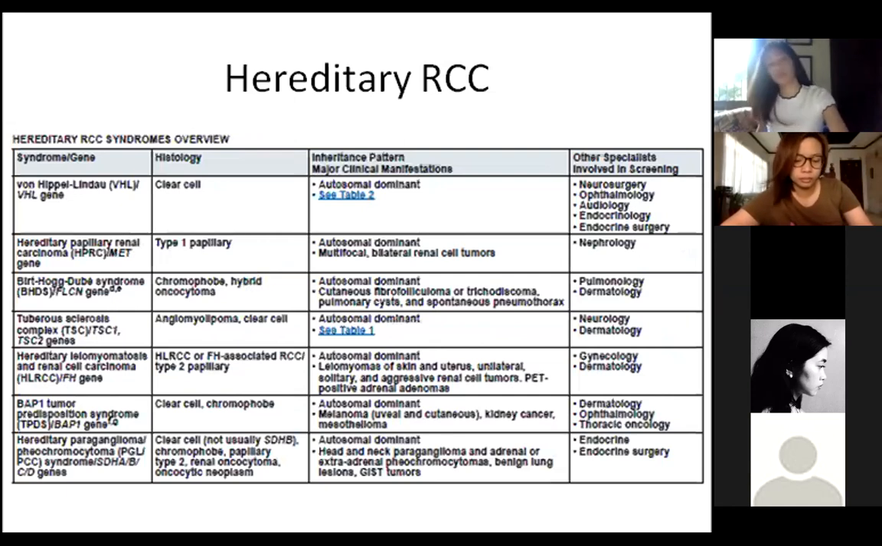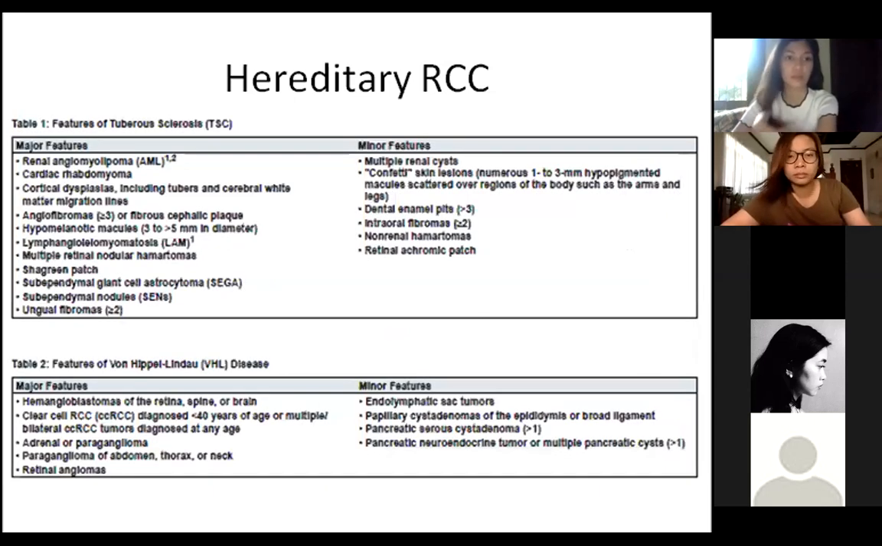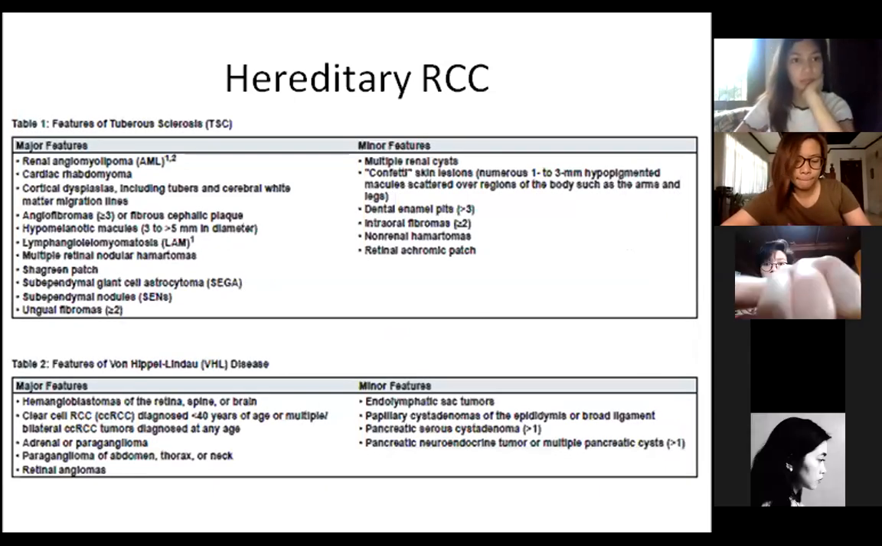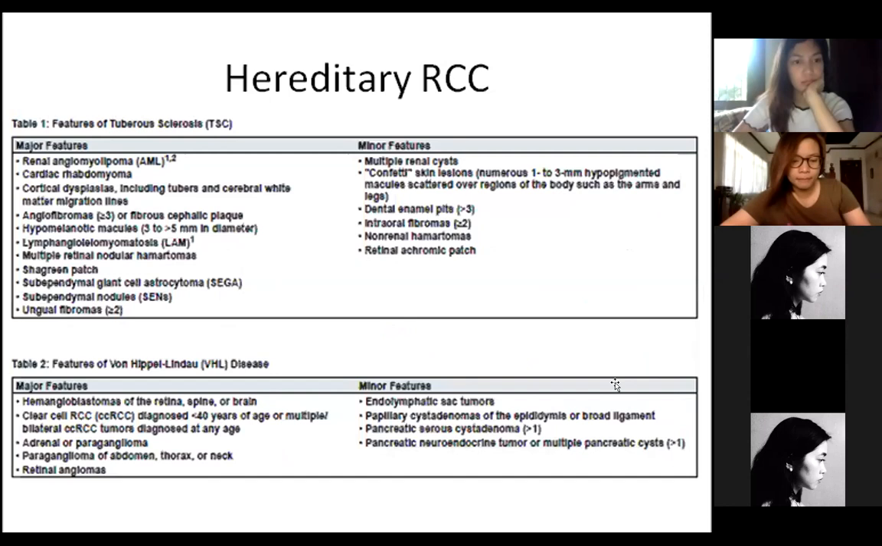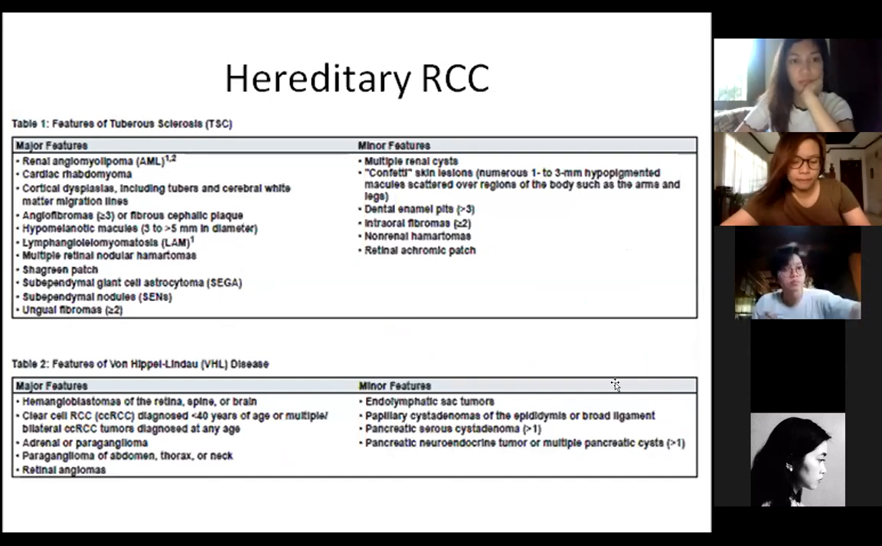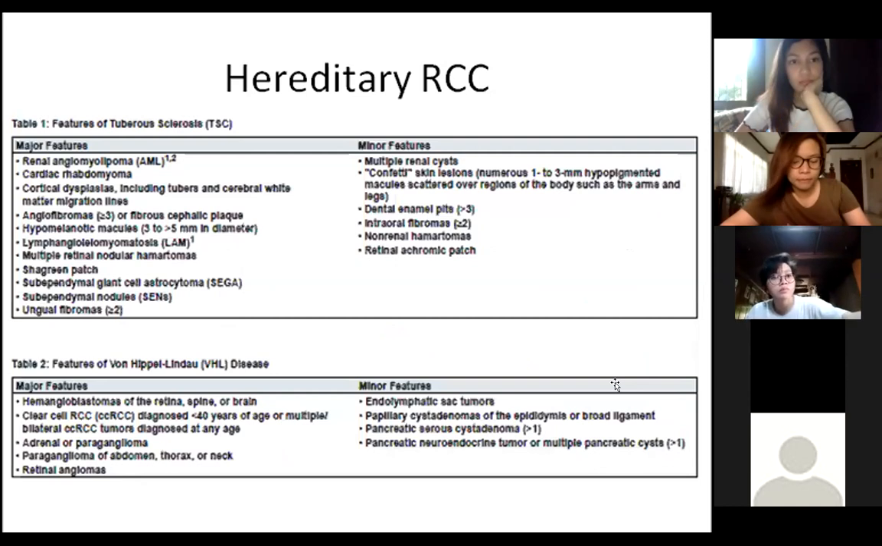So I think the important thing in this table is the correlations. Von Hippel-Lindau is usually related to clear cell histology, autosomal dominant. Tuberous sclerosis is the only one related to angiomyolipoma, and also autosomal dominant. Birt-Hogg-Dubé is chromophobe and hybrid oncocytoma. Again, just the features: tuberous sclerosis is the angiomyolipoma. VHL is pheochromocytoma, clear cell, and oncocytoma.